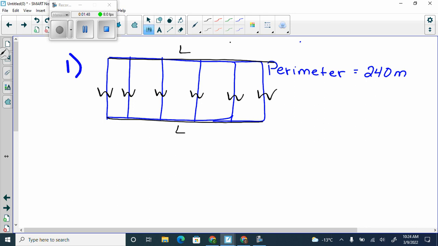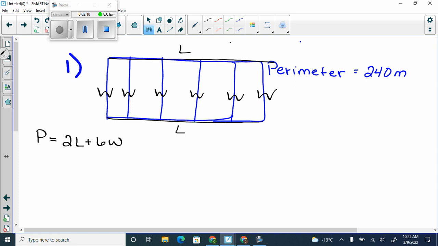1, 2, 3, 4, 5, 6. So we have perimeter equals 2 lengths plus 6 widths. Now I had started off with 5, which would have went nicely into the 200, but I would have ended up having 5 over 2 as my fraction when I solve for L, right? Which we'll practice something like that, but I just didn't want to hit you with it the first day.